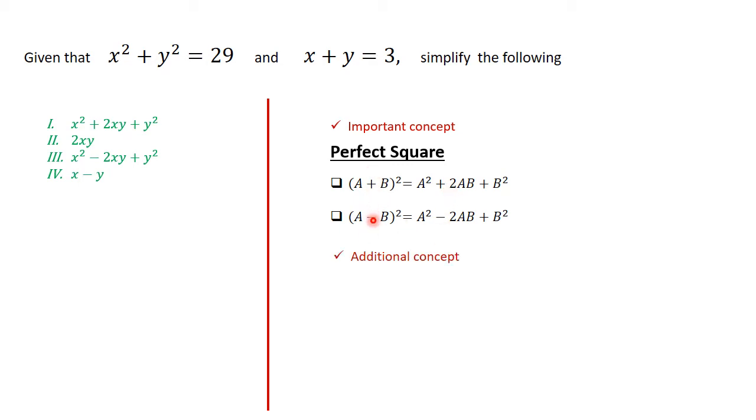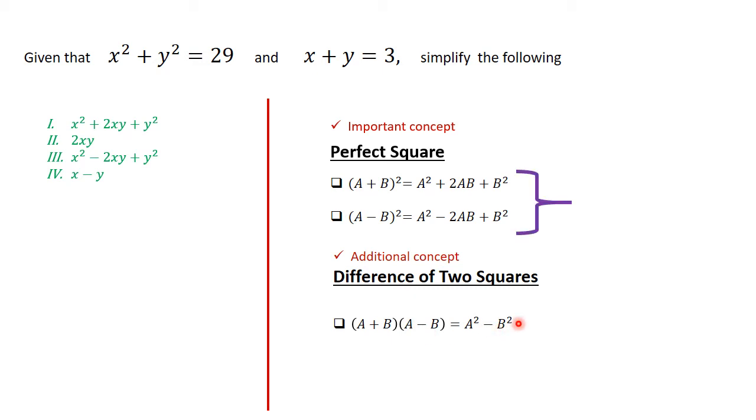Another important concept, which is an additional concept in this case, is the difference of two squares concept. And we say a plus b multiplied by a minus b is the same as a squared minus b squared. So this is how they relate. The perfect square has a plus b squared or a minus b squared. The difference of two squares has a plus b and a minus b multiplied together, which reduces to a squared minus b squared.